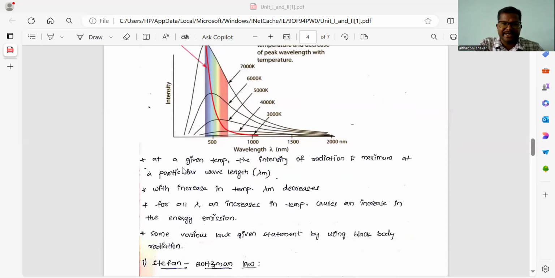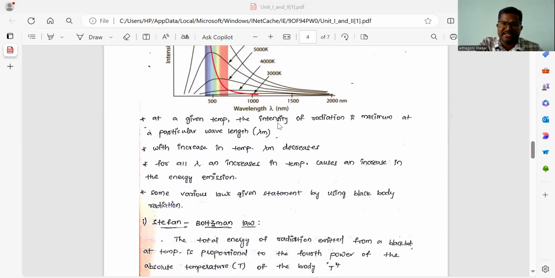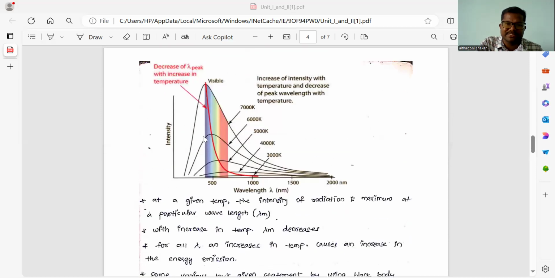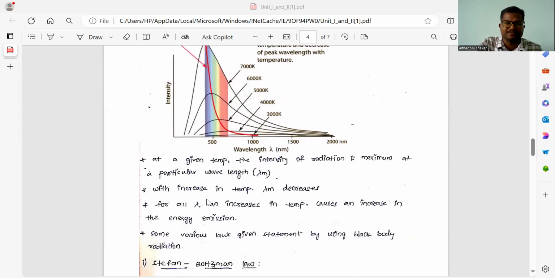Next, at a given temperature, the intensity of radiation is maximum at a particular wavelength. This particular wavelength is indicated by lambda m. With an increase in temperature, lambda m is changing.